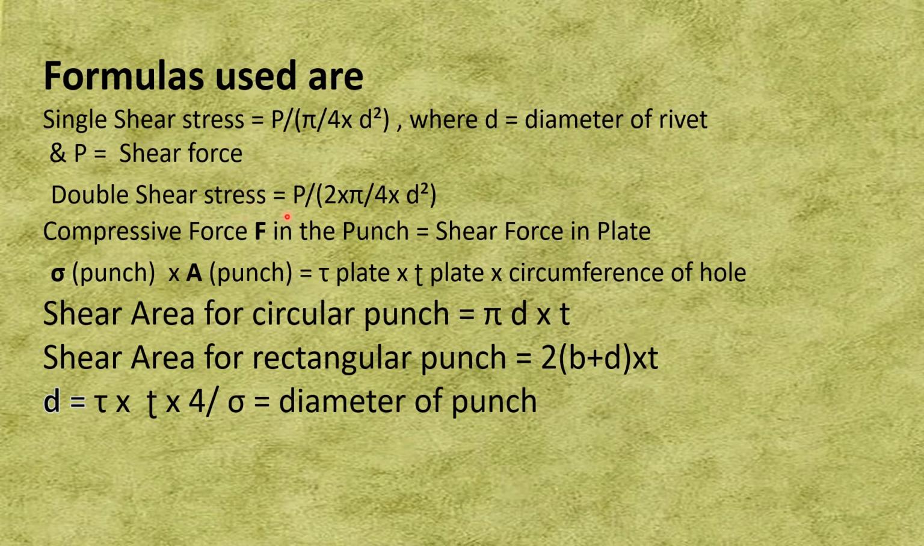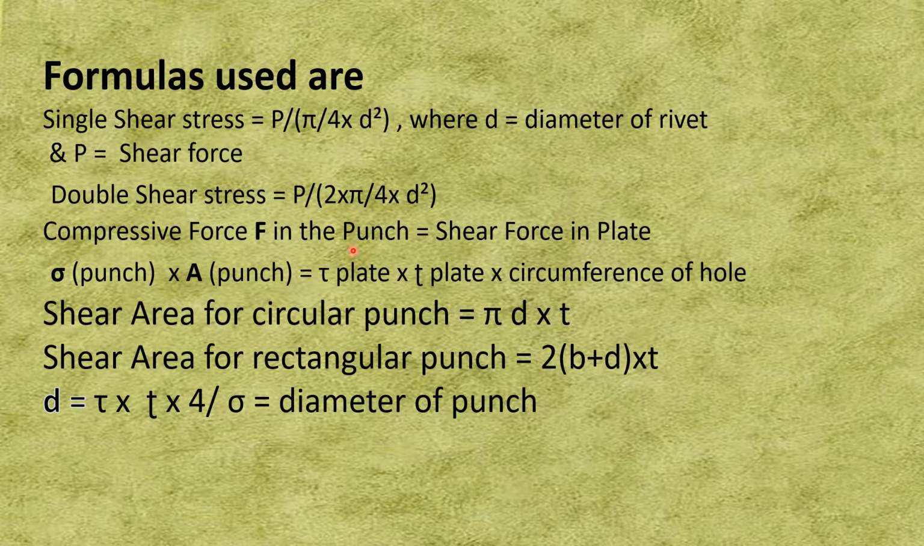For double shear stress, the formula is τ equals P divided by [2 times π/4 times d²]. So for double shear we have to double the area because it fails in two failure planes.